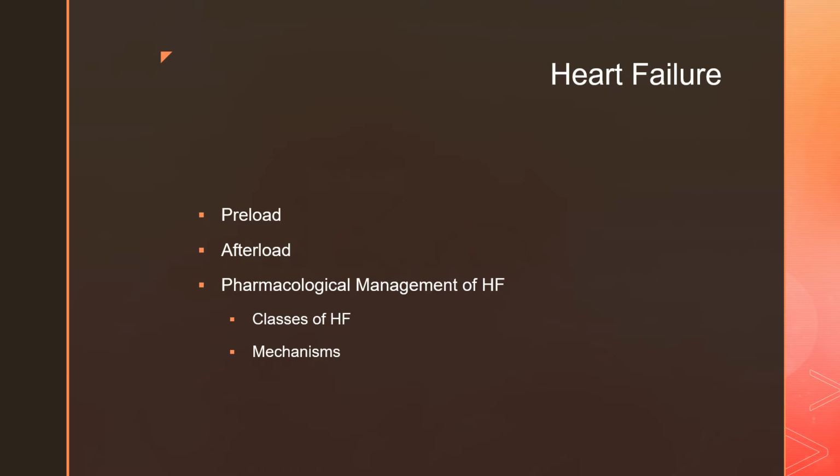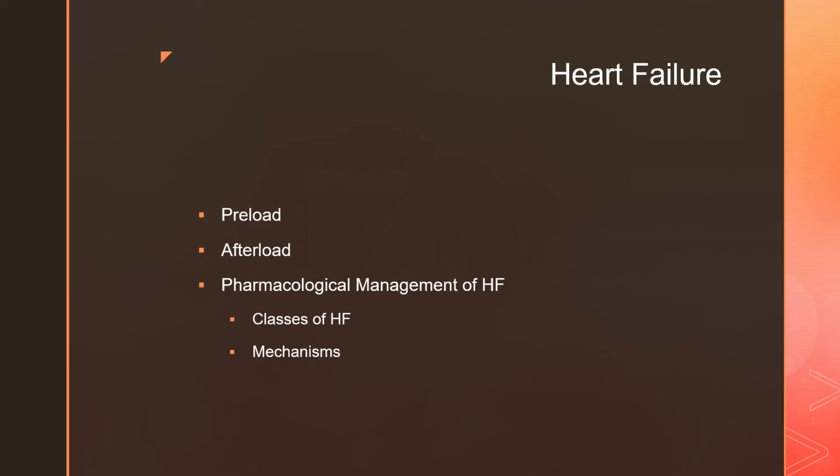Now, afterload also affects cardiac output, and this is when there's pressure in the aorta that must be overcome before the blood can get ejected from that left ventricle. These are going to lower blood pressure. Lowering the blood pressure creates less afterload, and this is going to then result in less workload on the heart.